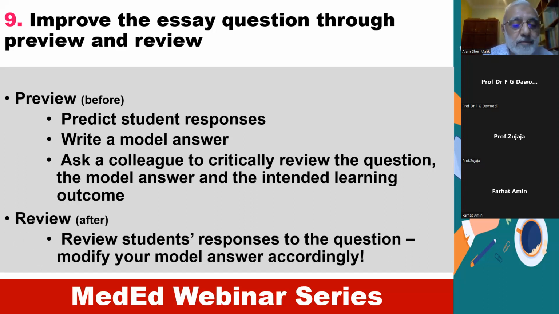And the review afterwards is to look at the students' responses to the questions, and you might find that some of the students are giving a kind of response which is acceptable, but that was not included in our original list. So we may have to modify our model answer accordingly. So these are two important methods to improve the essay questions.